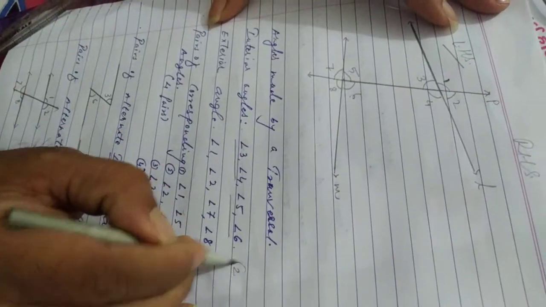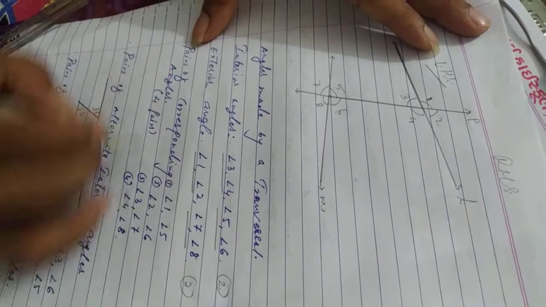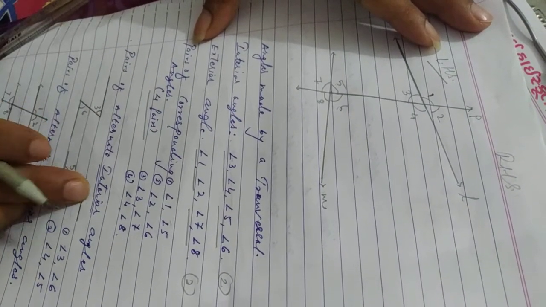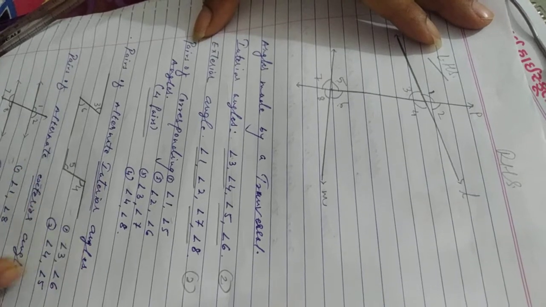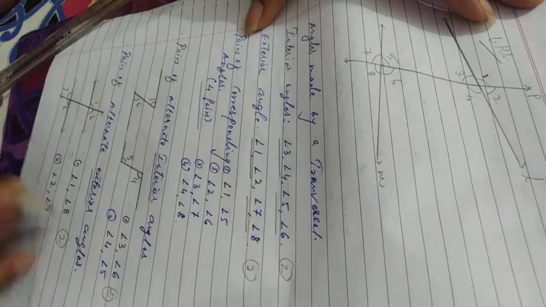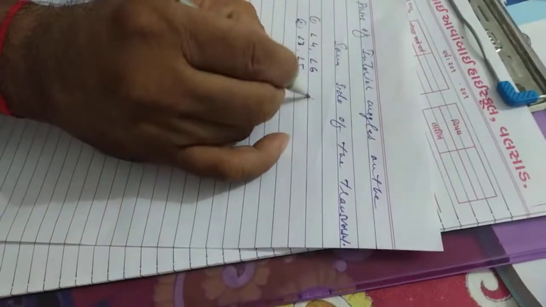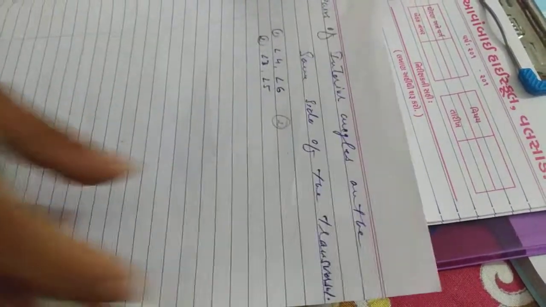Once again: interior angles, 1 pair, so 2 pairs. Exterior angles, 2 pairs. Pairs of corresponding angles, 4 pairs. Pairs of alternate interior angles, 2 pairs. Pairs of alternate exterior angles, 2 pairs. And pairs of interior angles on the same side of a transversal, how many? 2 pairs. Got it?